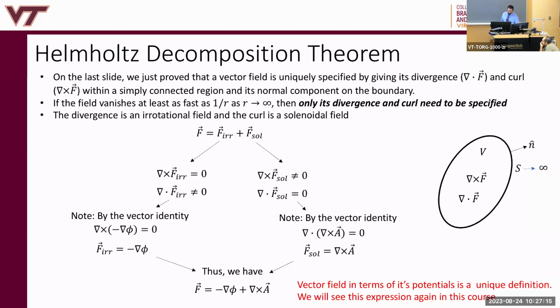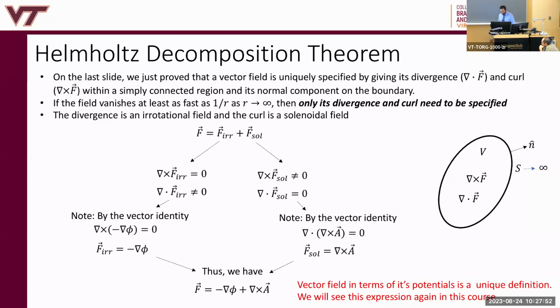Okay, on the last slide, we just proved that the vector field is uniquely specified by giving its divergence and curl within a simply connected region and its normal component on the boundary. Now we're going to say if the field vanishes at least as fast as 1 over r as r approaches infinity, which is true for radiation, which is true for the vector fields E and H that we're going to consider, right? Then only its divergence and curl need to be specified. We don't need to specify the normal components as well. And we'll see exactly why that happens.